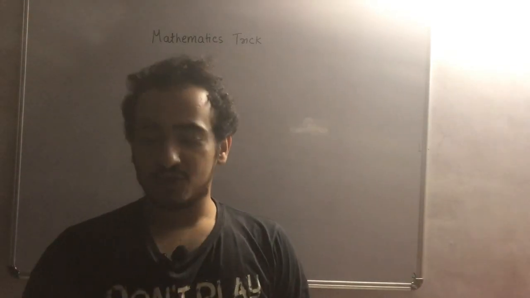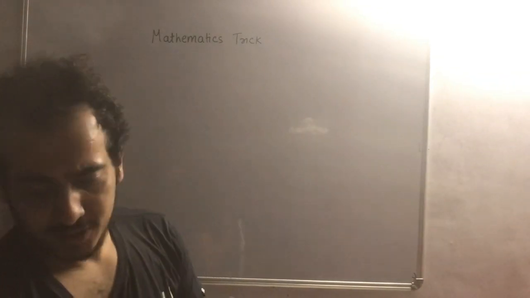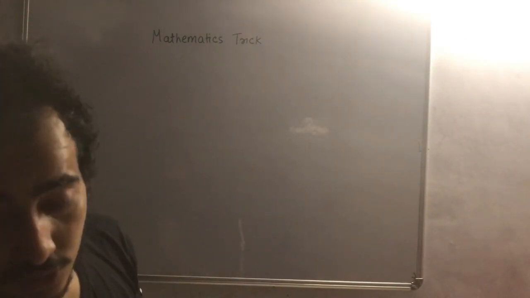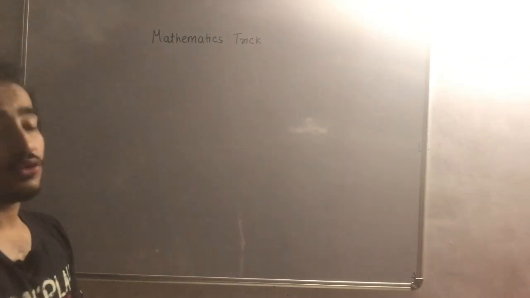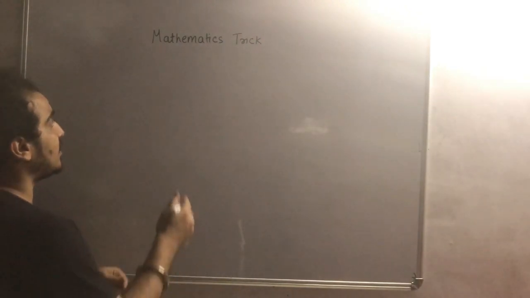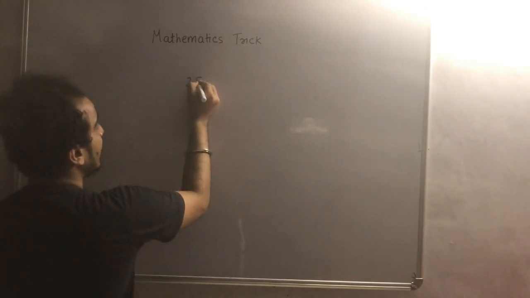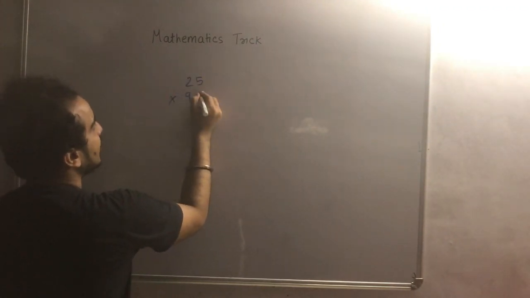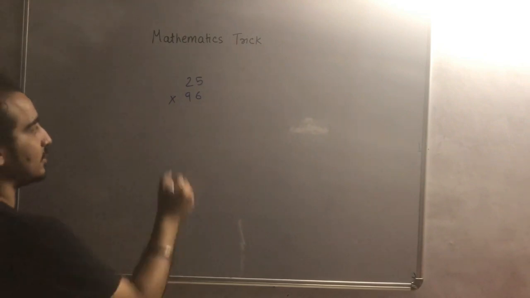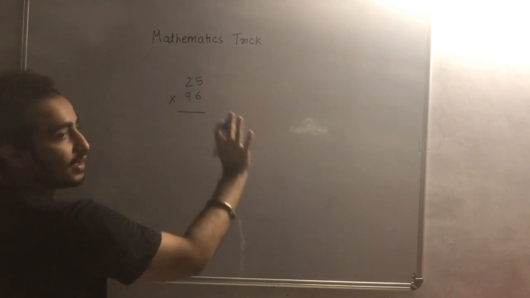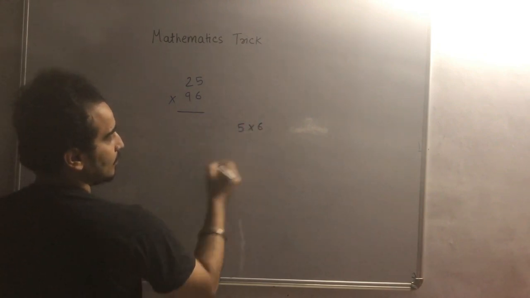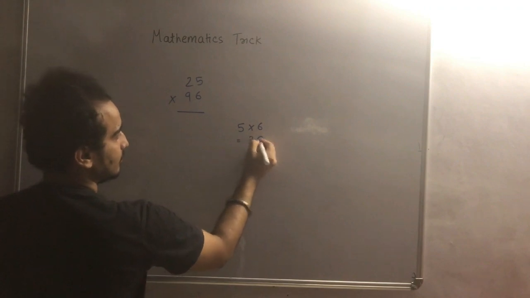Now it's mathematic trick time. So let's see one trick. If I want to multiply two numbers which are very far from each other and they are 2-digit numbers or 3-digit numbers, you can multiply. For example, I want to multiply 25 into 96. Okay, if I want to multiply 25 into 96, what you have to do is, first of all, multiply 5 into 6, that is 30.